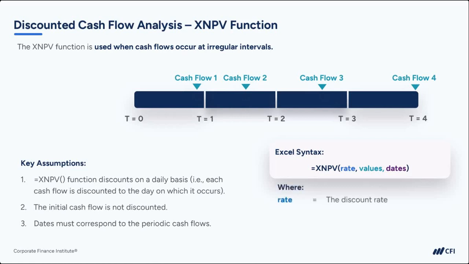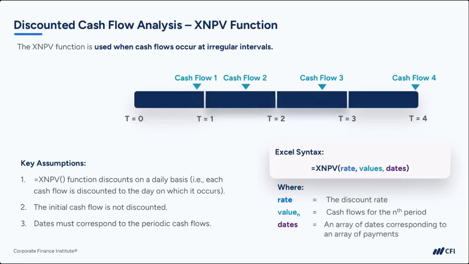The XNPV formula syntax in Excel has the following components. 1. The discount rate. 2. Cash flow values for a certain number of periods. And 3. Dates that correspond to the periodic cash flows. It should be noted that the XNPV function does not discount the initial cash flow. This is in contrast to NPV, which discounts all cash flows. That being said, since XNPV does not discount the first cash flow, but we might need it to, then we would enter a 0 value at the valuation date. We will demonstrate this further in our DCF model.